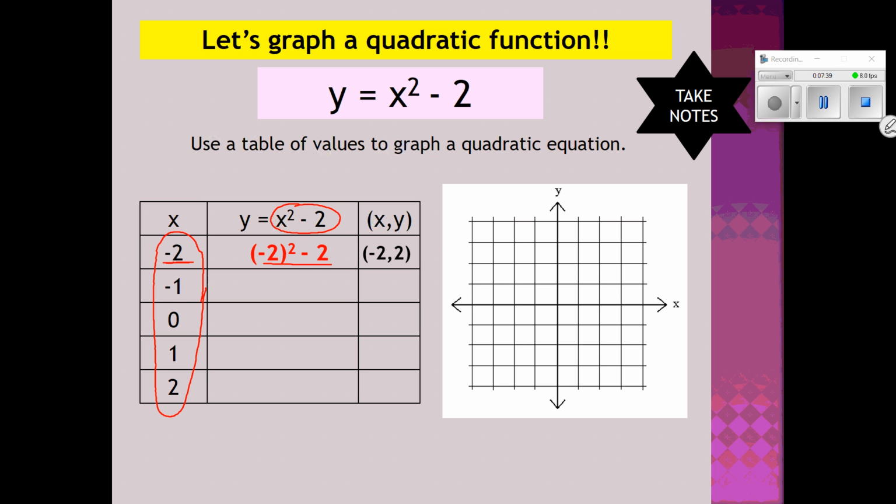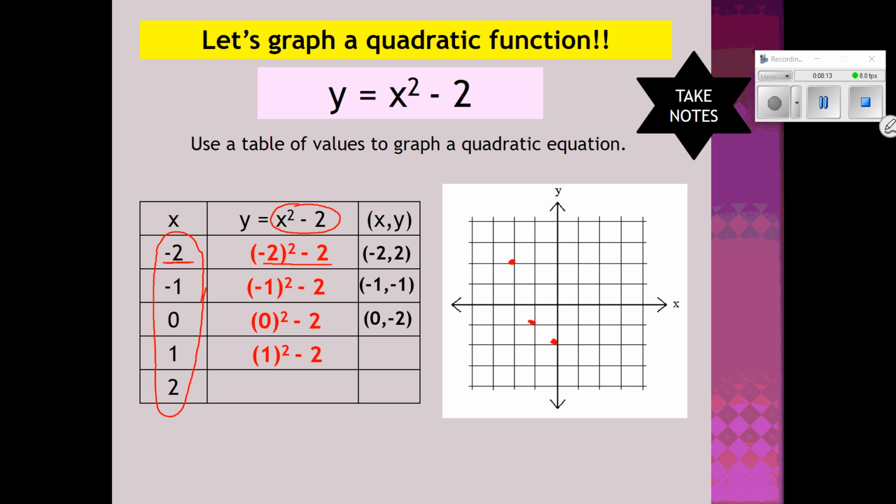So we're going to be able to go over here and graph that point. If we plug in -1, -1 squared is a +1. 1 minus 2 would be negative 1. The pair is -1, -1. If we plug in 0, 0 squared is 0, minus 2 would be -2. So our ordered pair is 0, -2. I didn't graph that right. Whoops, sorry about that. Wasn't thinking. -1, -1 is down here. Sorry about that. 0, -2 is down here.